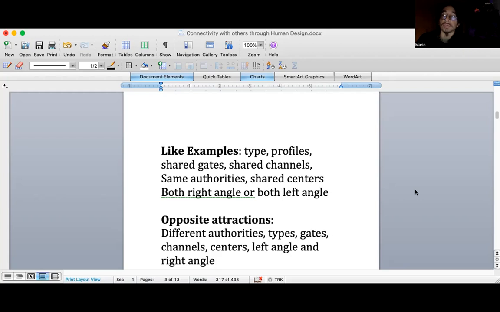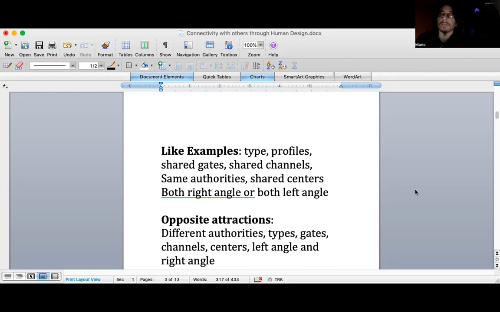Similar authorities is really powerful when both people are, for example, sacral response generators, or both are spontaneous intuitive projectors, or two reflectors. You're making decisions in a very similar way, or you're moving in life in a very similar way, and you understand each other. It's like home. When you have similarity with another, it's a home that you both can settle in.